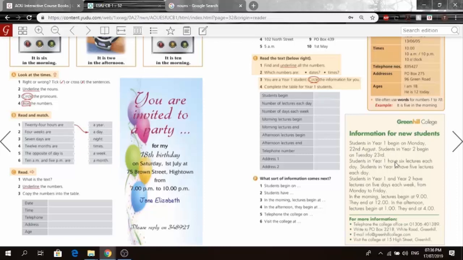Okay. Students in year 1 have 6 lectures each day. We're going to circle that as well. Okay. Students in year 1 and year 2 have lectures on 5 days each week from Monday to Friday. So we're going to circle this because it's for both year 1 and year 2. So in the morning, lectures begin at 9 and they end at 12, and in the afternoon, lectures begin at 1, and they end at 4. So we're just going to circle this as well because it applies to us.